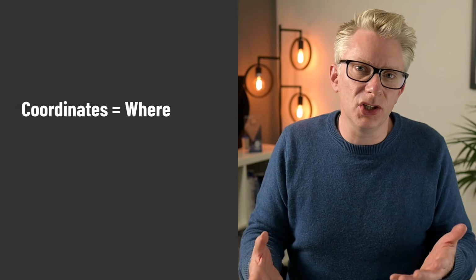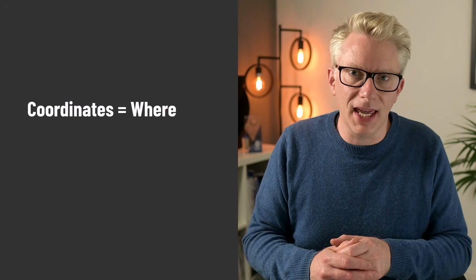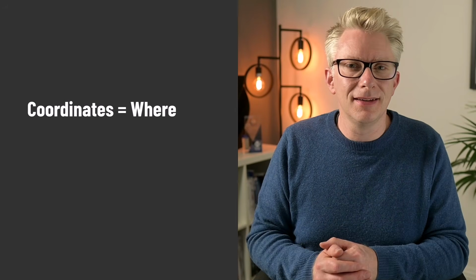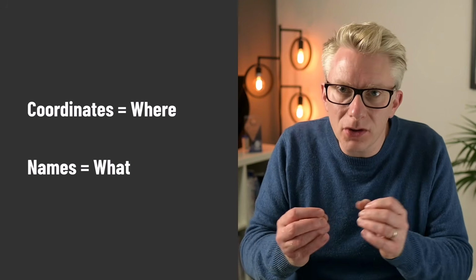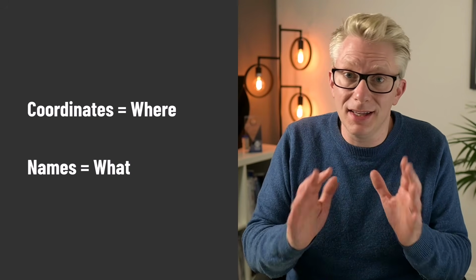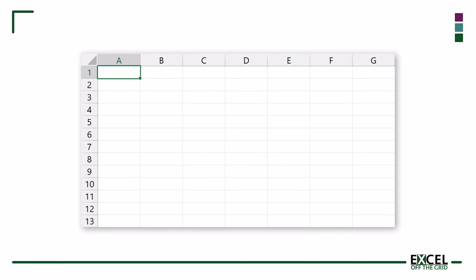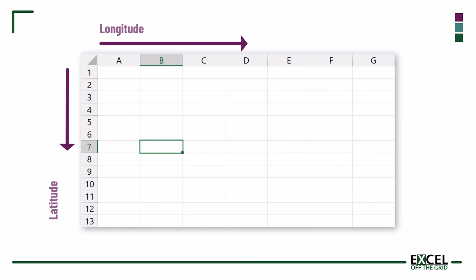Coordinates are positional. They tell you where something is so that you can go and find it. But names tell you what something is, and then your brain does the rest. So in Excel, a traditional cell reference like B7 is nothing more than a coordinate. It's anchored to Excel's own version of longitude and latitude, where everything starts in the top left corner in cell A1.